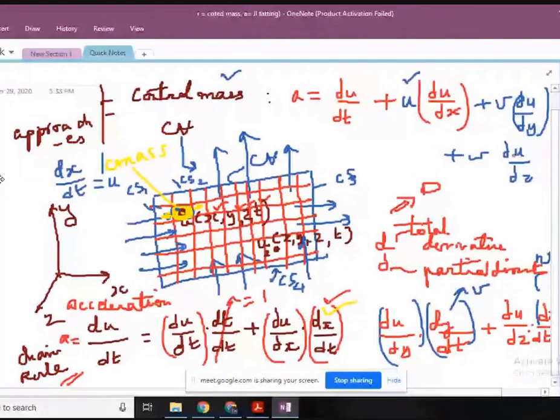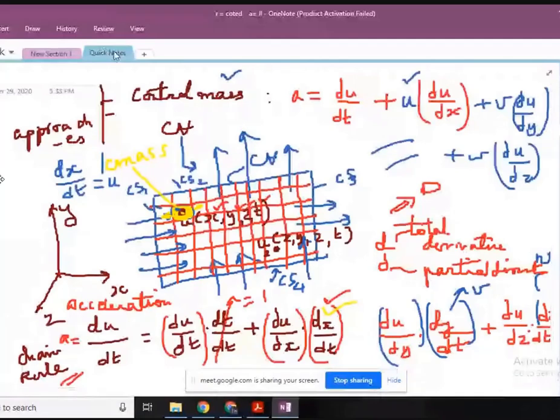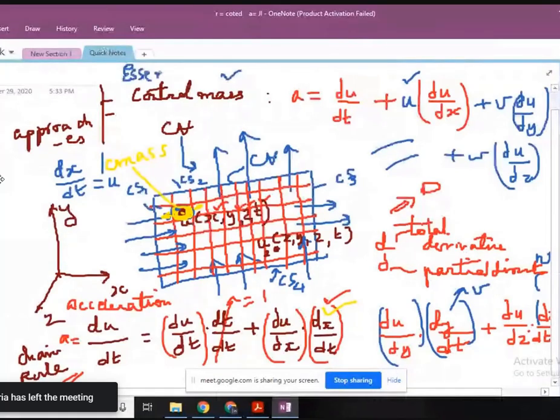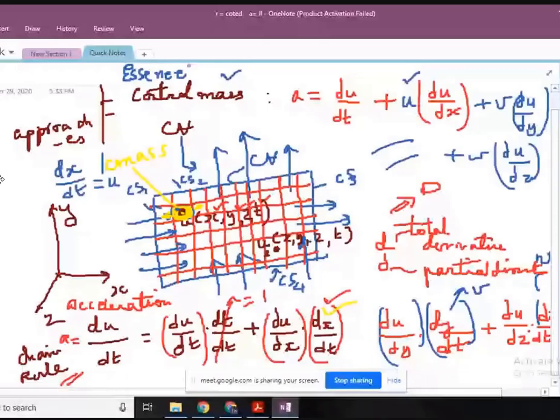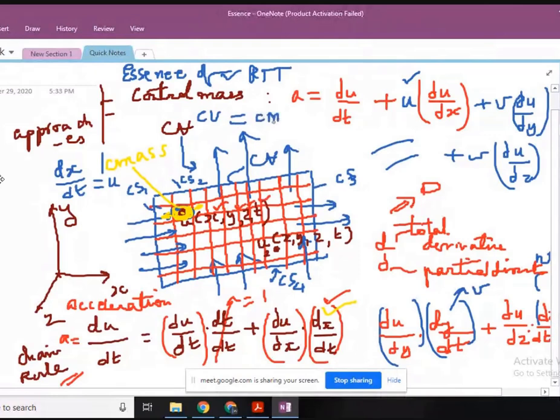And this is the essence. I will not write this as Reynolds transport theorem because Reynolds transport theorem has its own derivation, but this is the essence of Reynolds transport theorem. We can connect the control volume with the control mass deep down at the differential or elementary level.